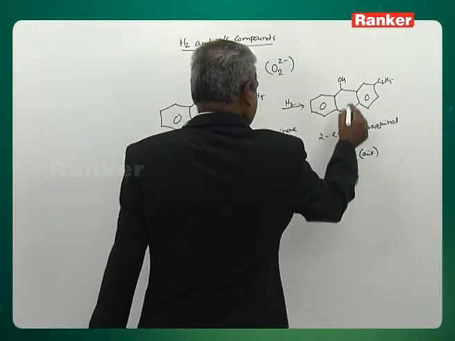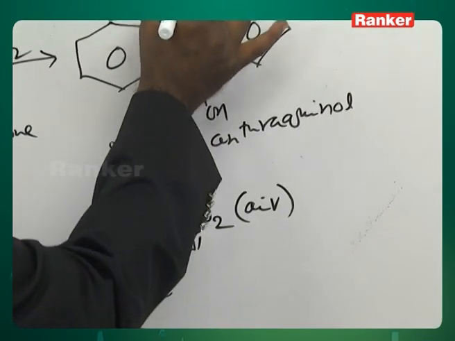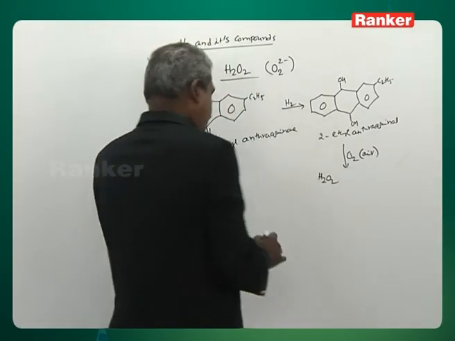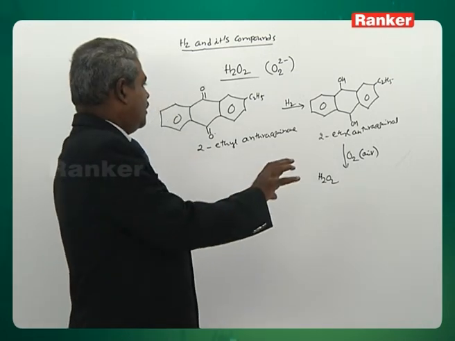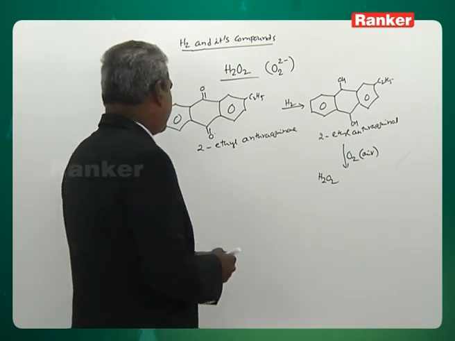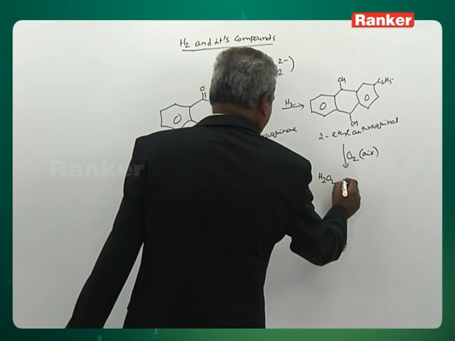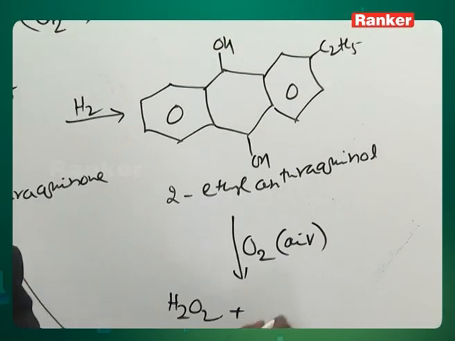And you get H2O2 once again. These 2 hydrogens and O2 mean initially that substance must have absorbed that hydrogen, and when oxygen is given, it is giving back, and you are getting your 2-ethyl anthraquinone once again. You get your original product.